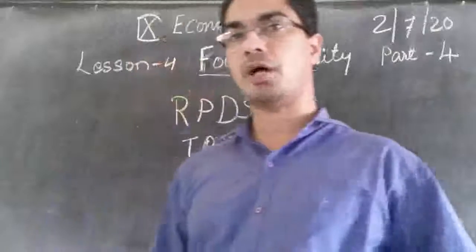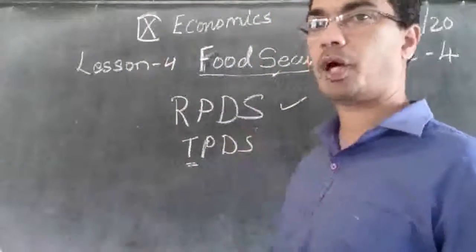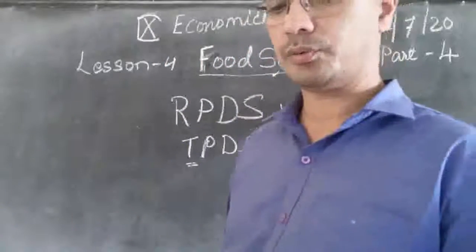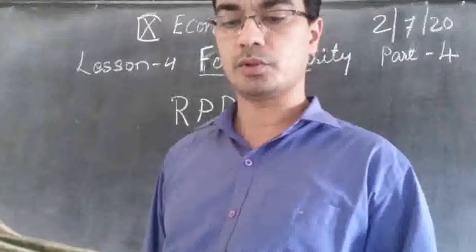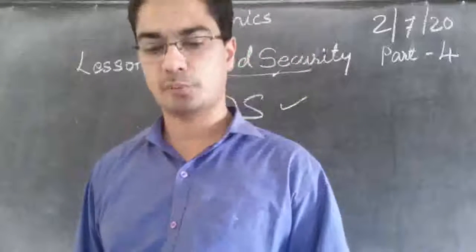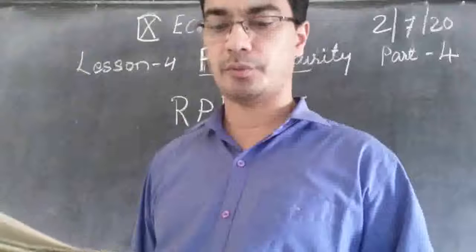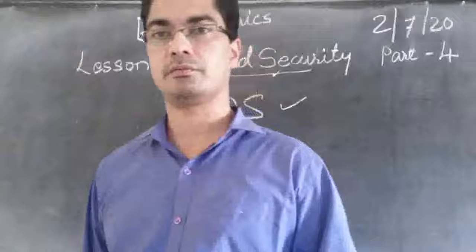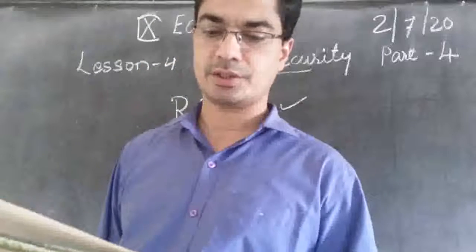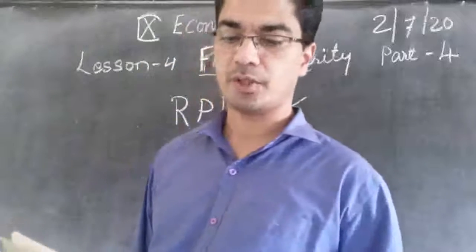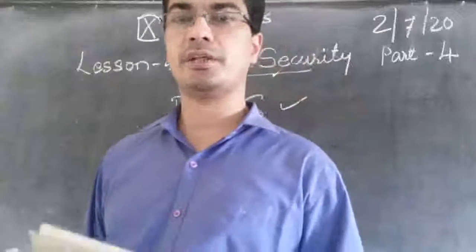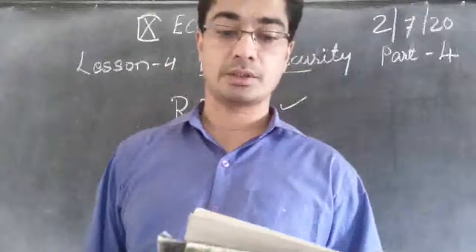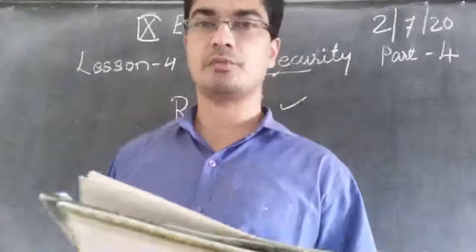Afterwards the revamped PDS system came, RPDS, in 1992, and it was meant for whom? Only for backward people, not for all the people. How much could they get? They could get 20 kgs of grain in a month. And what was the price? Wheat was 2.80 rupees. Then rice was 3 rupees and 77 paise. So that was also quite cheap.